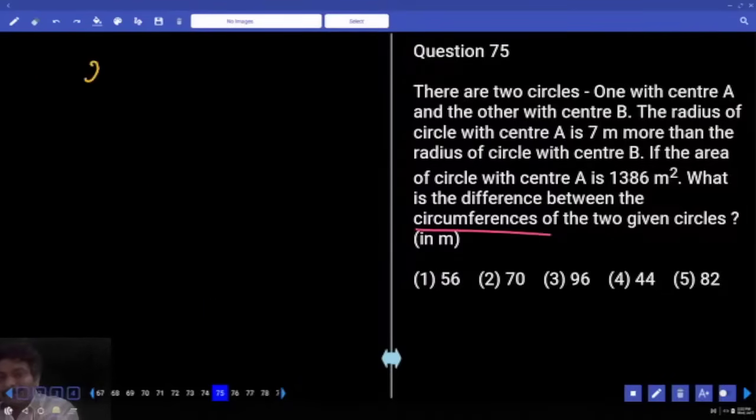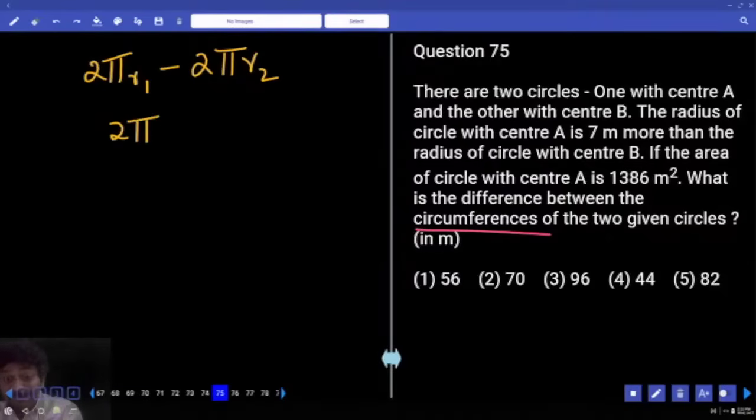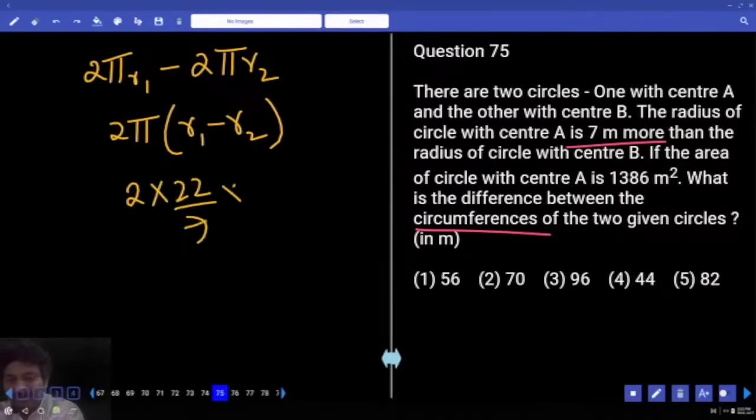Circumference, first circle 2 pi r1, second circle 2 pi r2. We were asked to calculate difference. Do we know r1 value? No. But we know difference, right? If 2 pi is taken common, it is r1 minus r2. We don't need how much is radius of each circle. We just need only difference, which is 7. We already know that. 2 into 22 by 7, pi value into difference 7, answer 44.